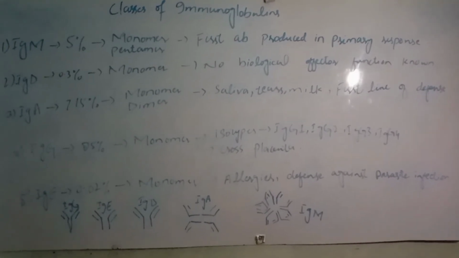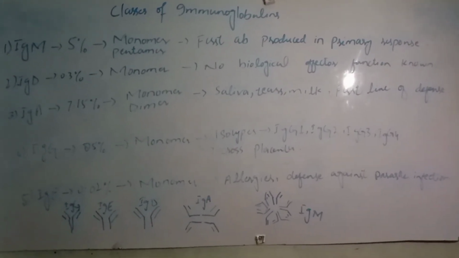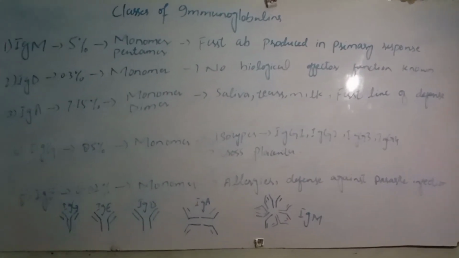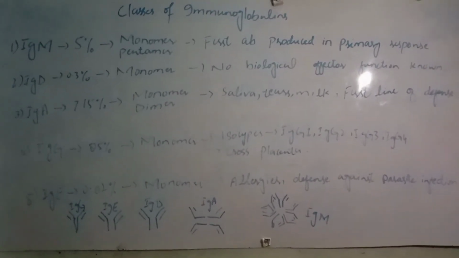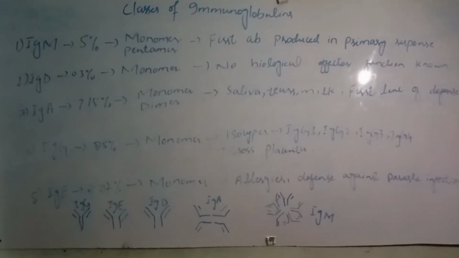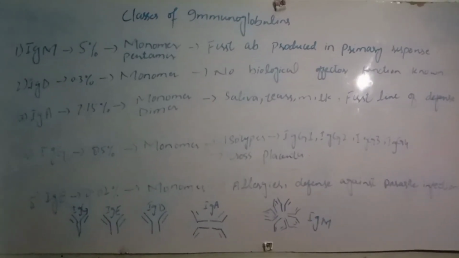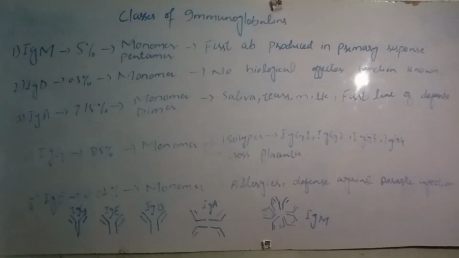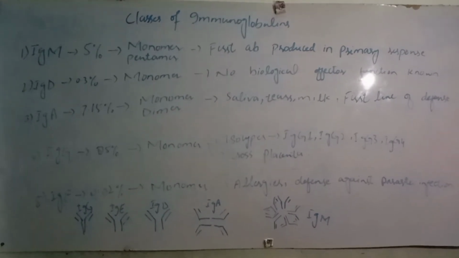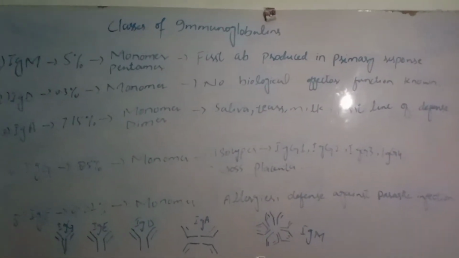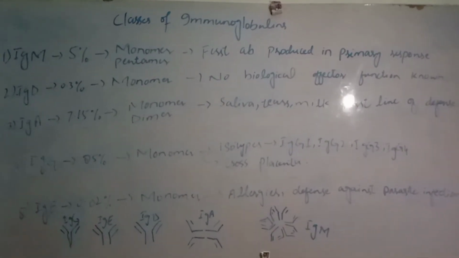IgE antibody interacts with basophils and mast cells to cause histamine release, and this histamine has its main action on smooth muscles and blood vessels. It can cause vasodilation and smooth muscle contraction and is involved in hypersensitive reactions. So these are the main five types of immunoglobulins. So this is all about immunoglobulins and their types.